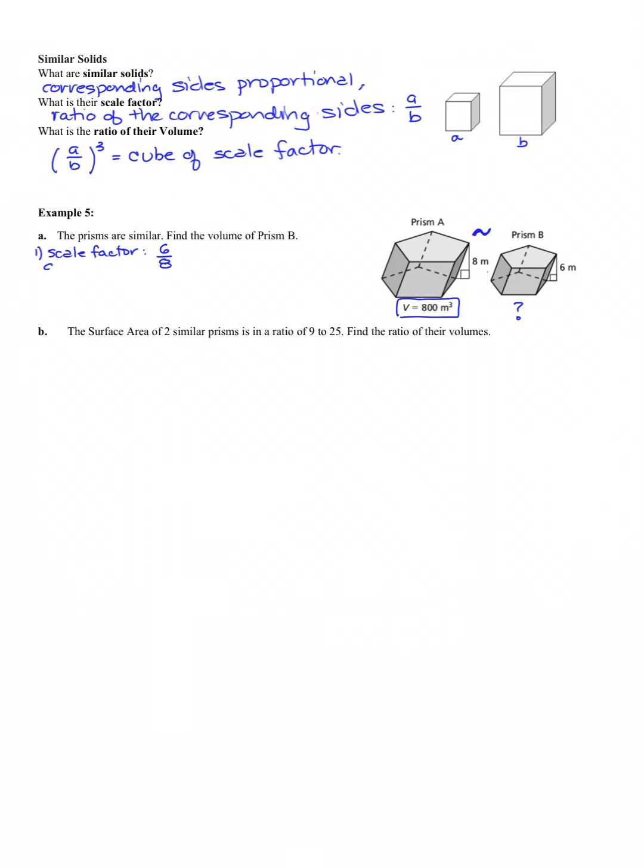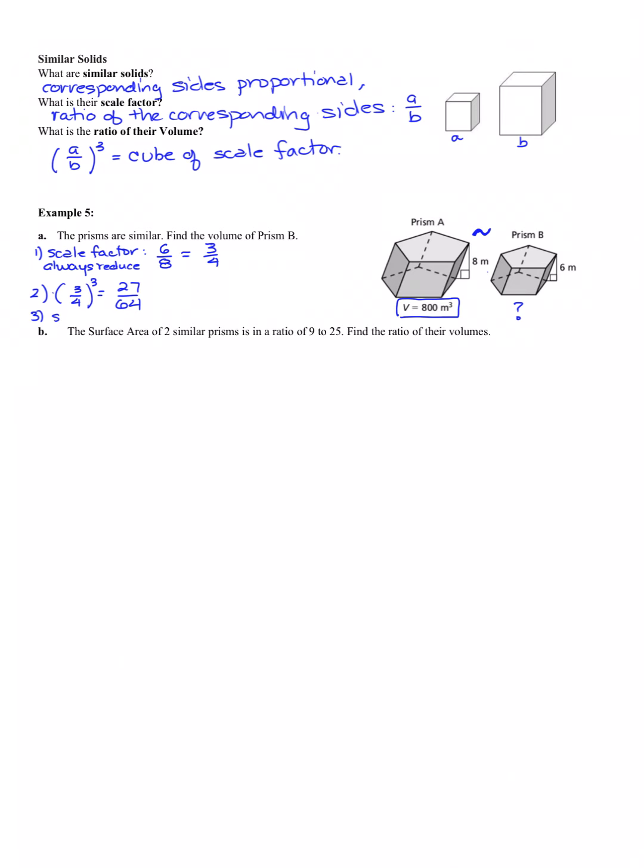So 6 to 8, always reduce that scale factor. So that's going to be, 2 goes into both of them, so that's going to be 3/4. Now, because I'm working with volume, the second step is then to take the scale factor and cube it. So 3/4 cubed is going to equal 27/64. So now I can set up my proportion.